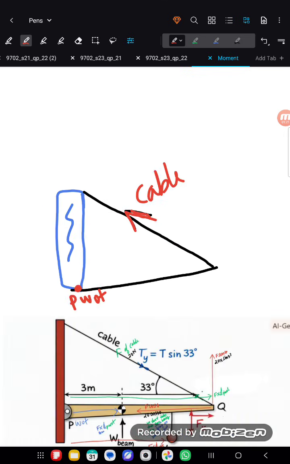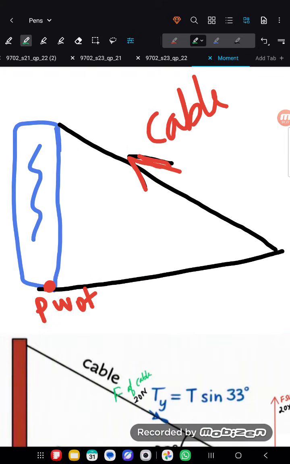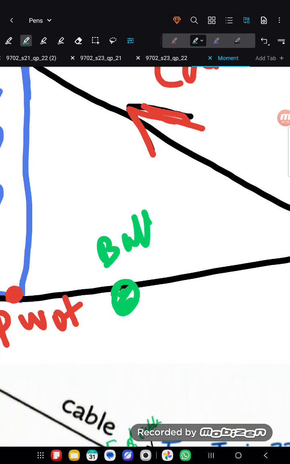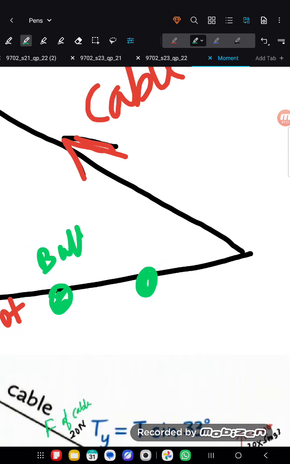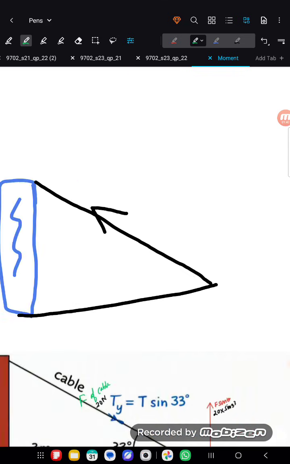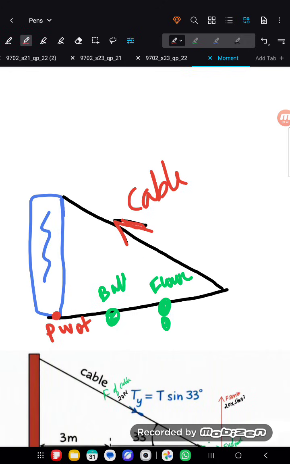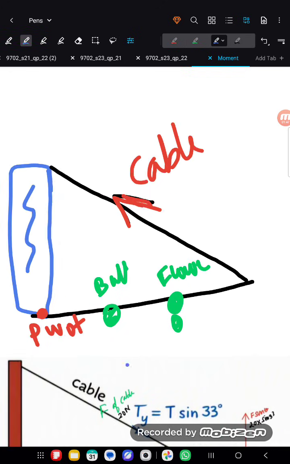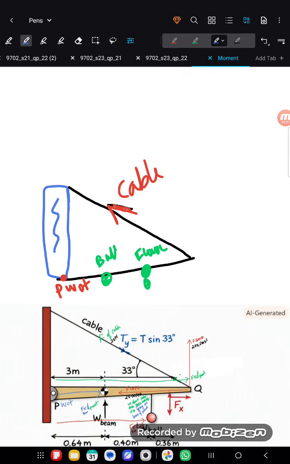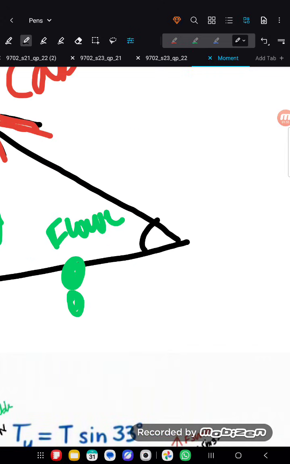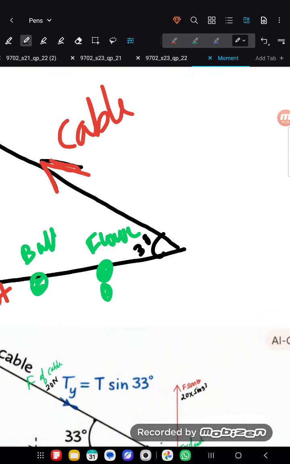Okay, now, they will give you, for example, they add something here, a force, a ball or something, whatever. Suppose here is a ball, here is something, a flower or whatever. So see here, when they give you this type of question, you can see this one. So they will give you an angle here, suppose this one is 30.